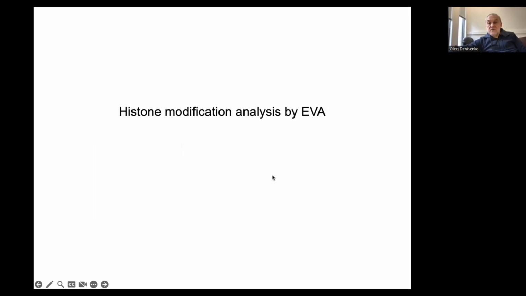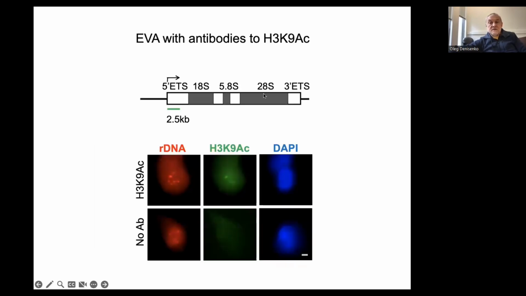EVA method can also be used to examine histone modifications at loci of interest. So in this experiment, we used a probe, shown here in green, to the ribosomal DNA locus. To remind you, ribosomal DNA encodes ribosomal RNA. The primary transcript is processed to 18S, 5.8S, and 28S transcripts that are used to build ribosomes. And there are on average 300 copies of this gene per human genome.